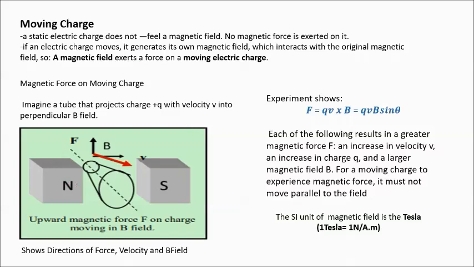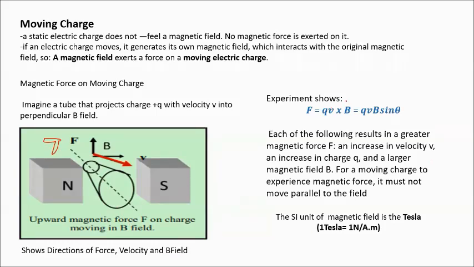So in the figure, we have the magnetic field produced by NS or large, say, magnet, no? And then we have a moving Q in the vicinity of the field, no? So the upward magnetic force F on a charge moving in a B field. We have a force F and B is magnetic field. Now this shows directions of force, velocity, and B field.